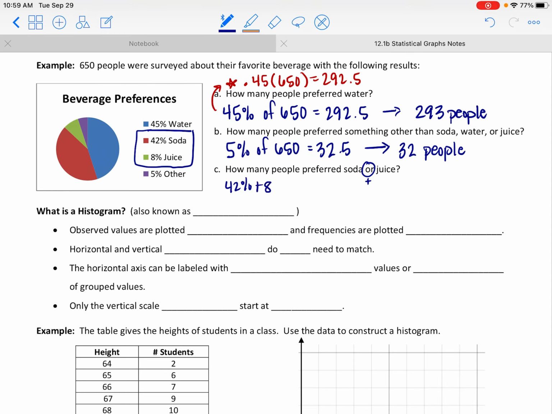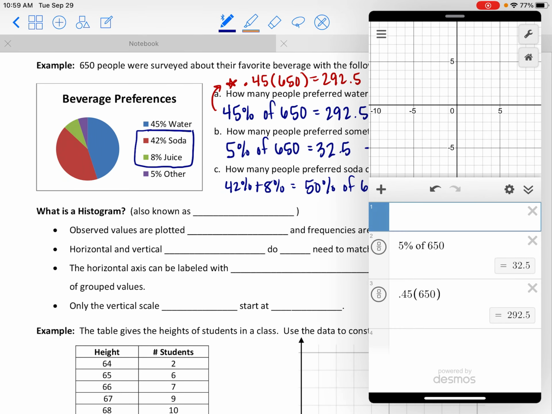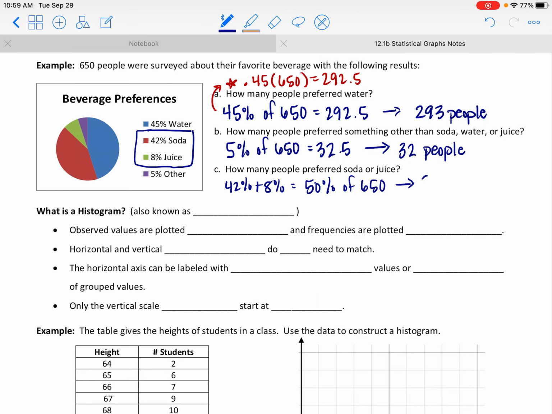42% plus 8% is 50%. And we want 50% of the 650 people total. So 50% is 325. And that one was exact, so no rounding. And again, we could add up 293, 32, and 325, and that's going to take us back to the 650 total. Okay? Not so bad.